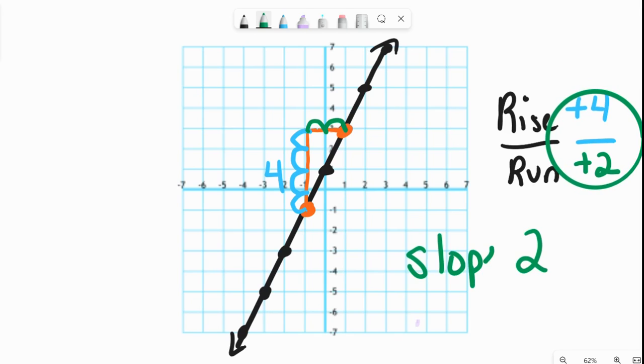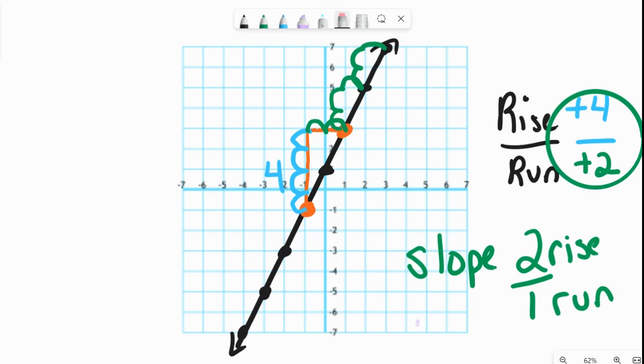The slope is 2. But I want to show you anytime you have a whole number, you can always go over the number 1. I'm going to keep it in a fraction form just because I want to address the rise over run. This means that anytime my slope rises by 2, my run is going to the right by 1.